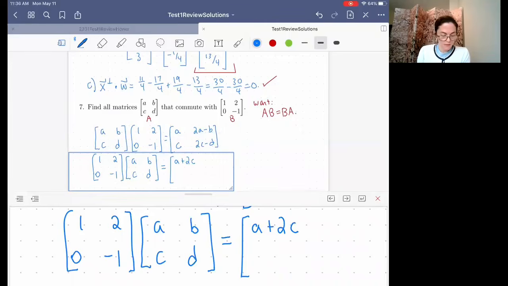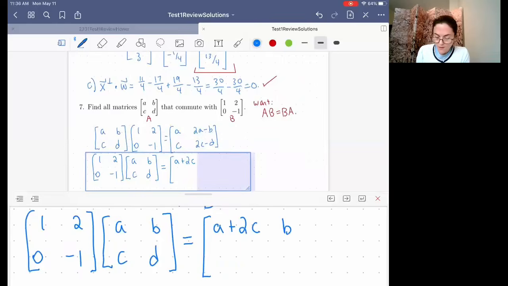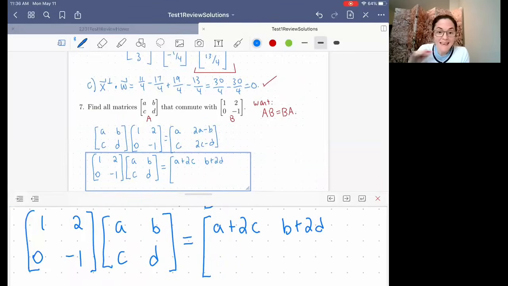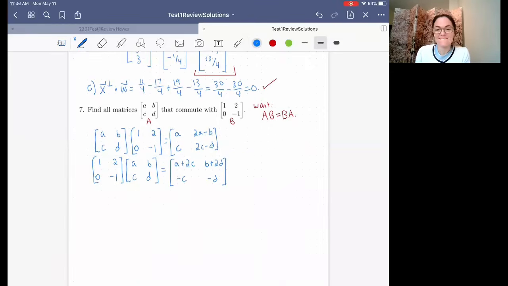I get B plus 2D. And then for the bottom second row, I get minus C, and I get minus D. Okay, looks good so far.